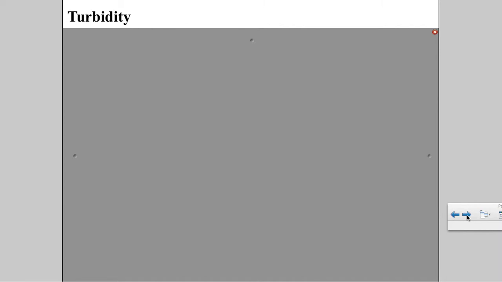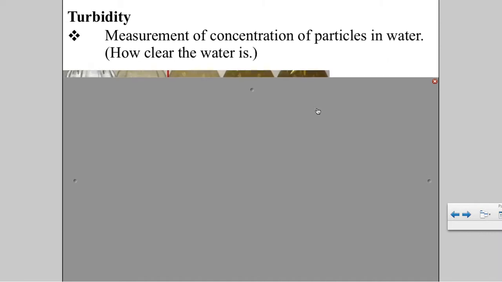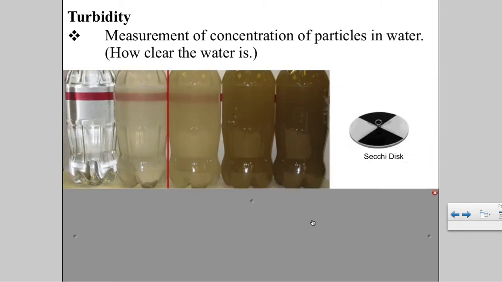Then we check turbidity. Now turbidity is the measurement of concentration of particles in the water. Basically, how clear is the water? How much stuff is in the water? Can we see through the water? Is it too much stuff where the water is unclear? And we measure turbidity in 2 ways.